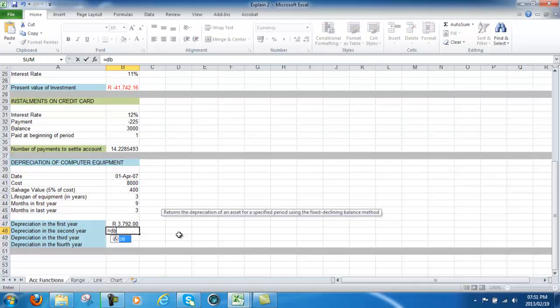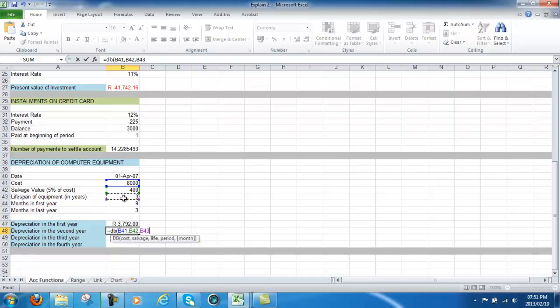If I want to calculate now the depreciation in the second year, I'm going to enter the cost as well, the salvage value, the life, which is 3 years, the period, which is now the second year, and the month, still referring to how many months are left in the first year, which is 9. Close my bracket and enter. And so you can calculate now the depreciation of the third and the fourth year.